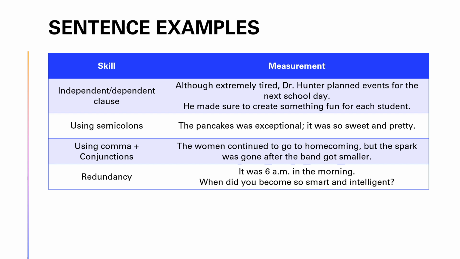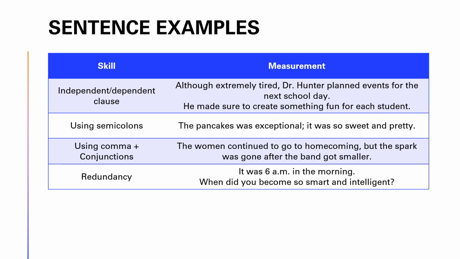So in the example, the pancakes, that should have been were exceptional. The pancakes were exceptional. It was so sweet and pretty. Actually, yes. The way that sentence works, the pancakes were exceptional is an independent thought by itself, and it was so sweet and pretty, independent thought by itself, but we want to put these two together. So remember, when we are using a semicolon to put these independent thoughts together, make sure the thoughts are, one, closely related, and two, they can feed off of each other.